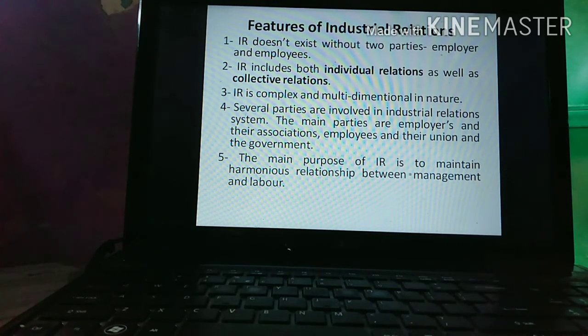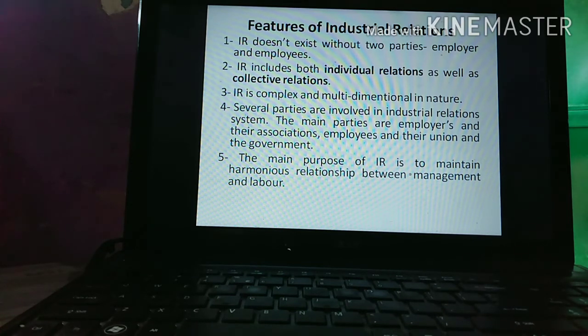Third point is that IR is complex and multidimensional in nature. That IR is complex, I have already explained. Multidimensional in nature means that not only the relationship between employer and employees affects the IR, but there are other factors also, like economic factors, technological factors, social factors and psychological factors. They also impact the relationship between the employer and the employees. So that's why it is multidimensional in nature.